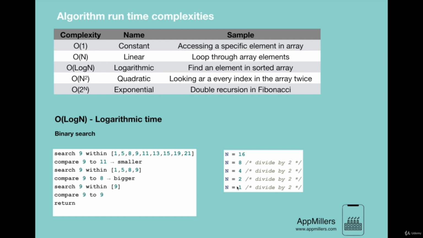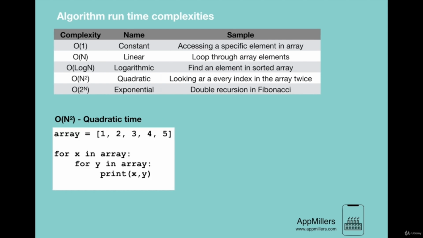So the question is how many times we can multiply 1 by 2 to get n. So the equation will be like this. Thus, where the number of elements in the problem space gets halved each time, that time complexity is logarithmic time complexity. So let's continue with the next time complexity, which is quadratic time complexity.